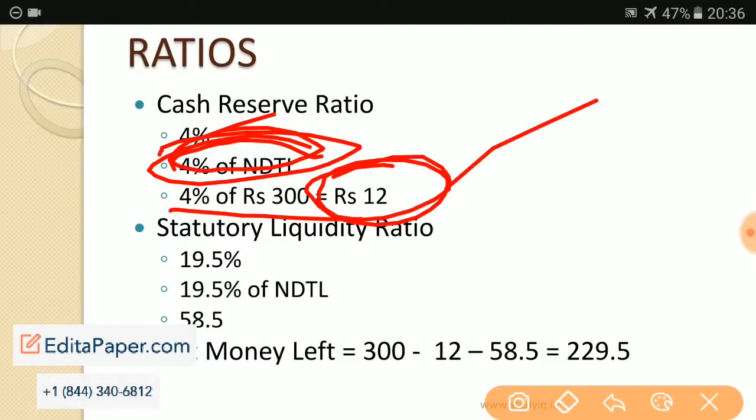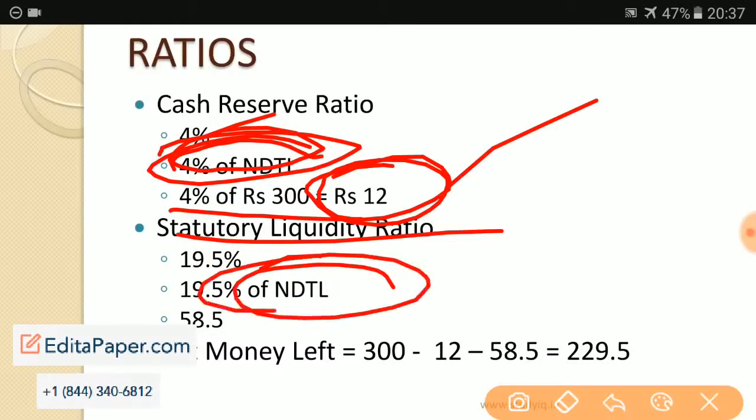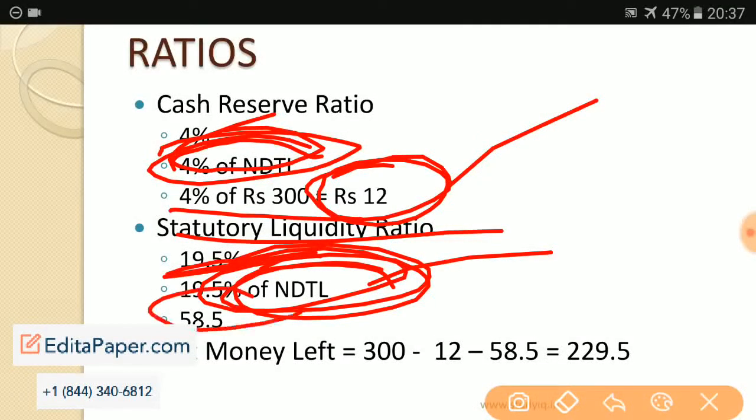Now what is the cash reserve ratio? Under the cash reserve ratio, banks have to keep aside a certain amount of money in the form of cash with the Reserve Bank of India. This is what the cash reserve ratio is. As far as the SLR, that is the statutory liquidity ratio, is concerned, it is currently 19.5%. Again, this ratio is 19.5% of NDTL, that is the net demand and time liability. If we calculate 19.5% of 300, it comes out to be 58.5 rupees.